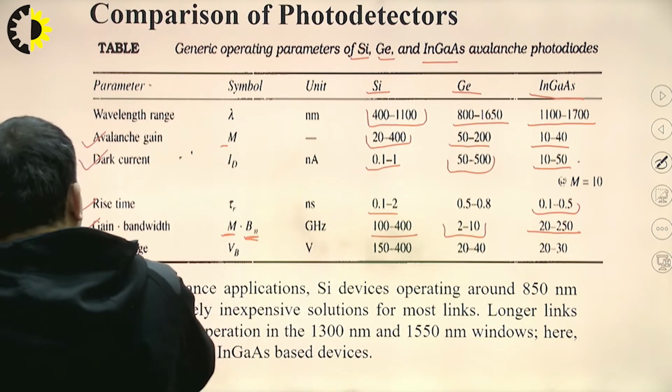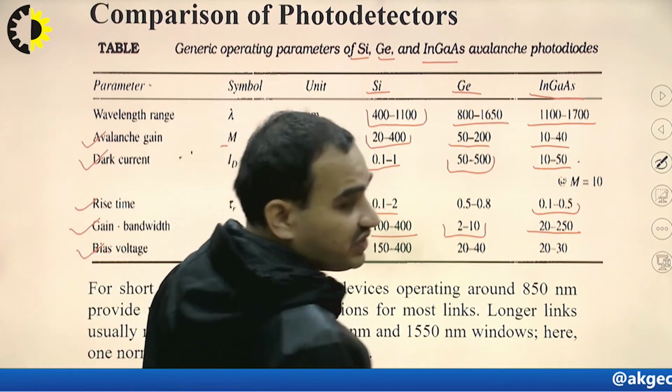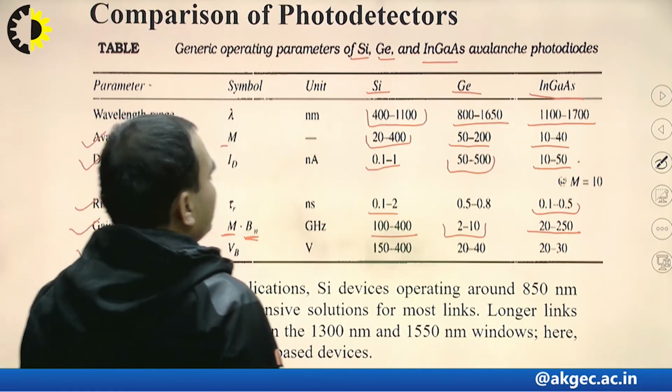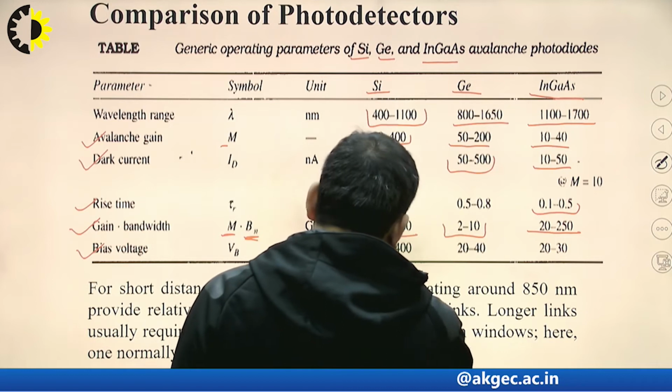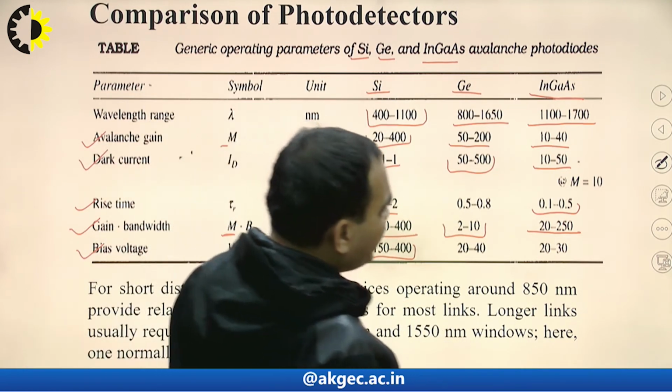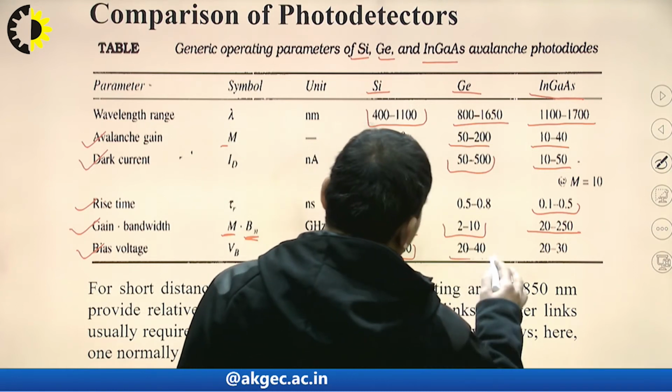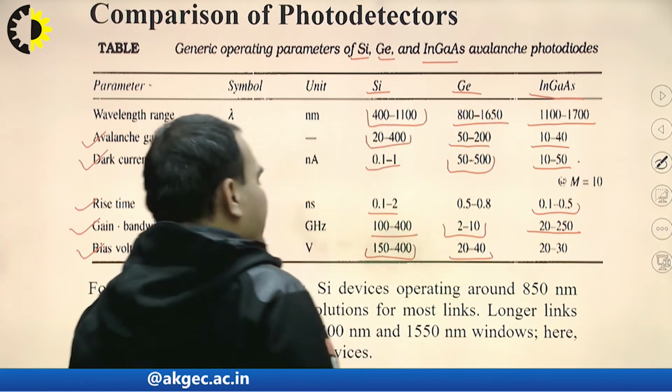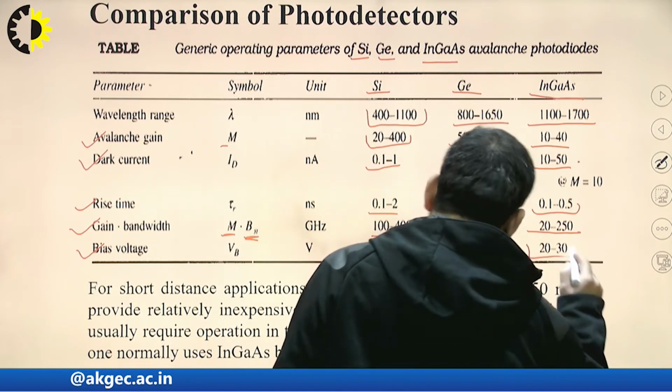When we talk about the bias voltage, the bias voltage which we can apply to the diodes in reverse bias ranges from 150 to 400 volts for silicon, while germanium operates at a lower voltage, that is 20 to 40 volts, and for indium gallium arsenide we require 20 to 30 volts.